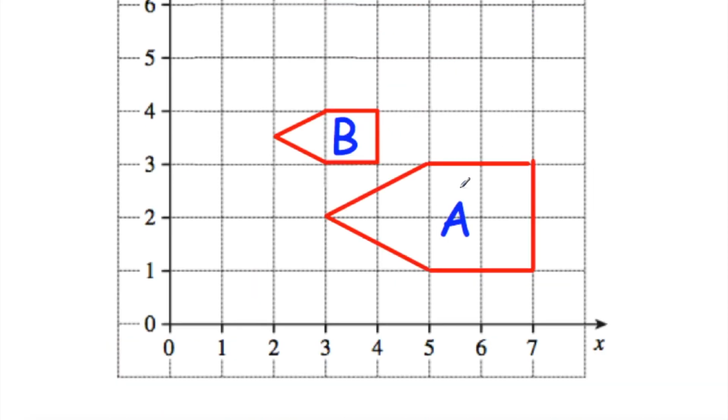Now the first thing I notice is that whenever A has been enlarged, it's got smaller. So that means it's going to be a fractional scale factor of enlargement, well, less than 1, such as a half or a third or 2/3 or 3/4 or something like that. And so obviously A has been enlarged. Now it's got smaller, but that's okay. So it's still an enlargement.